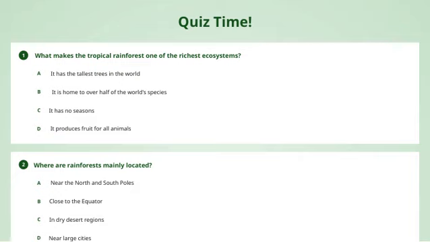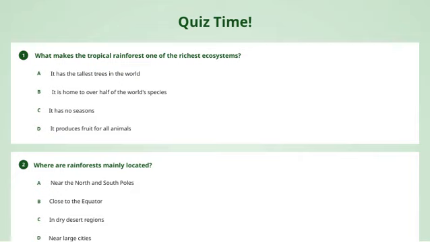Question 3. The Amazon rainforest is the largest rainforest in the world. Is that true or false? This is a key point because the Amazon is often called the lungs of the earth due to its vast size and importance.